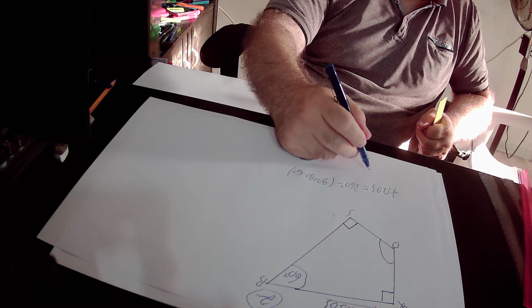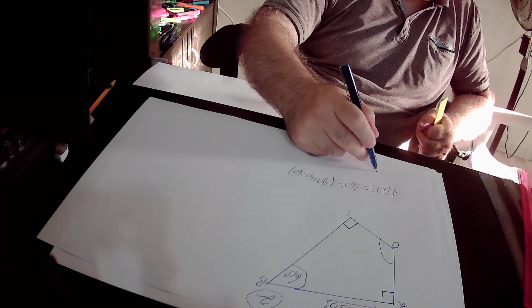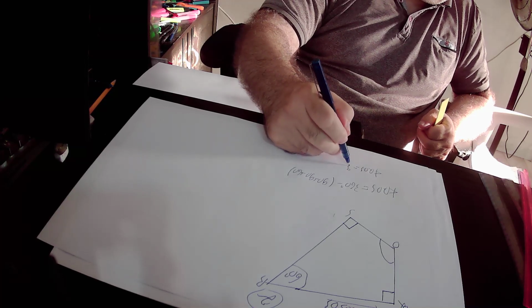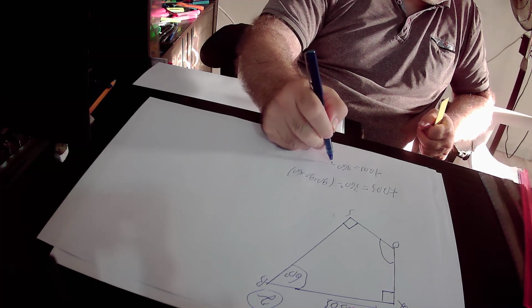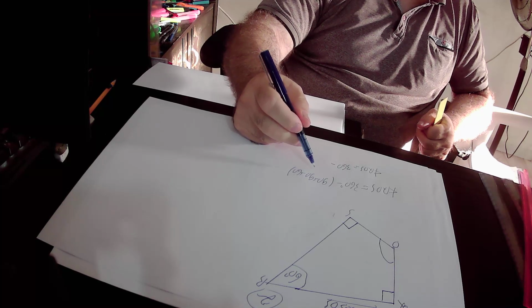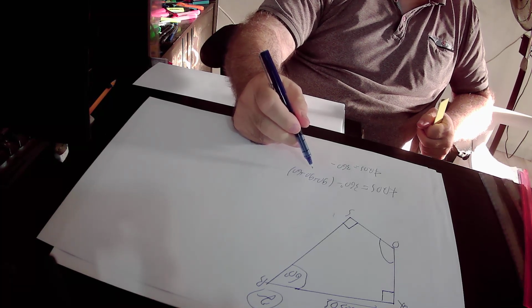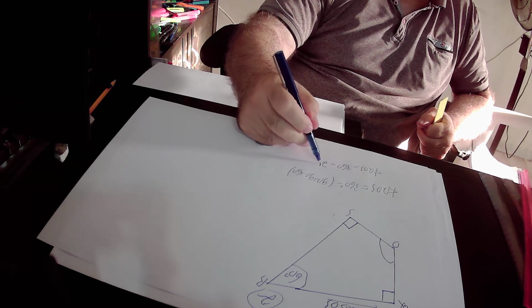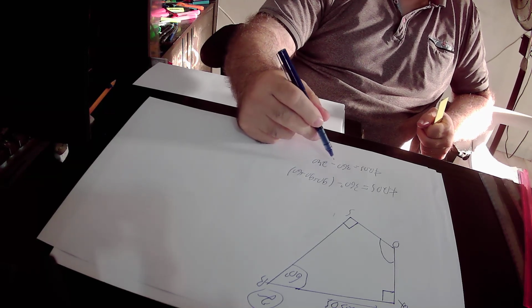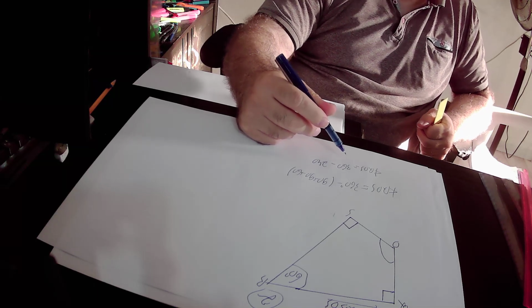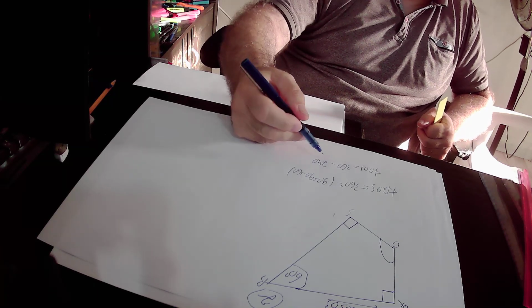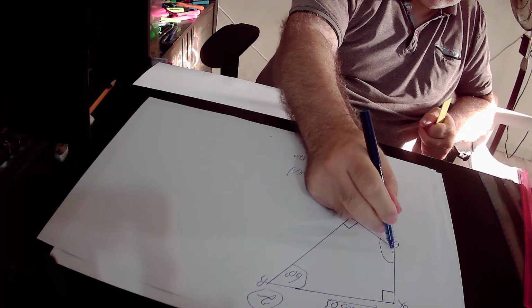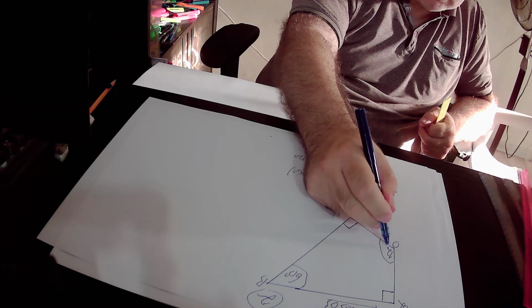So the missing angle QOS will be equal to 360 degrees minus 90 degrees plus 90 degrees is 180 degrees. 180 degrees plus 60 degrees is 240 degrees. So we found out that the size of the missing angle is 360 degrees minus 240 degrees, that is 120 degrees. So this angle equals 120 degrees.